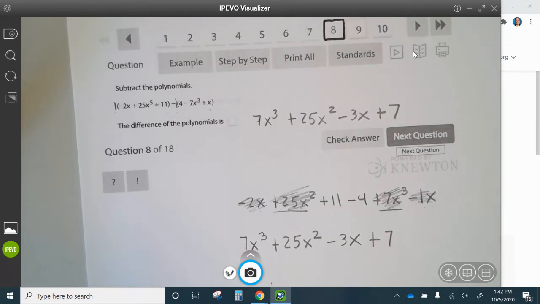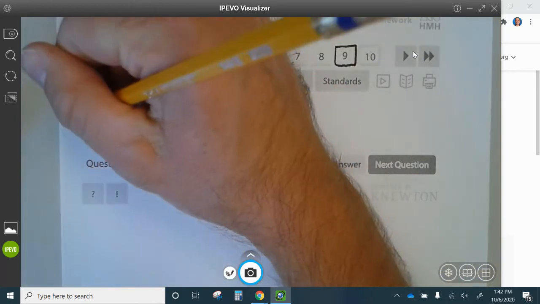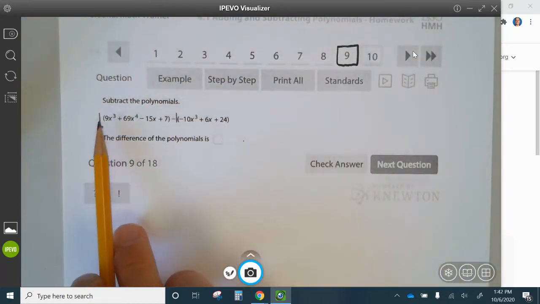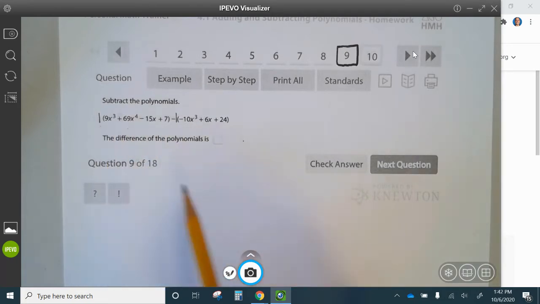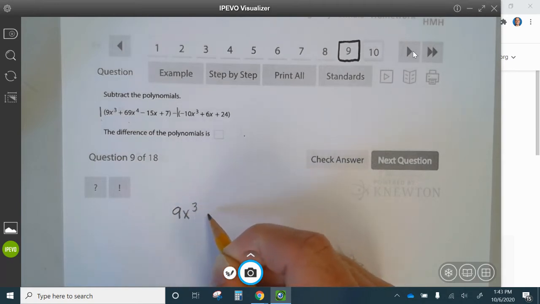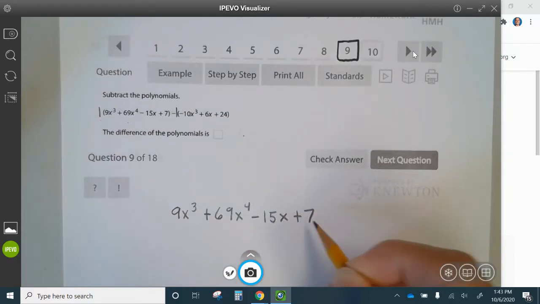All right, let's take a look at question number 9. Okay, subtract a polynomial. Put a 1 in front of the parentheses and a 1 in front of the parentheses here. Now, this 1 doesn't change anything because 1 times itself is itself. So you have 1 times 9x cubed is 9x cubed. 1 times 69x to the fourth is plus 69x to the fourth. 1 times negative 15x is minus 15x. 1 times 7 is plus 7.